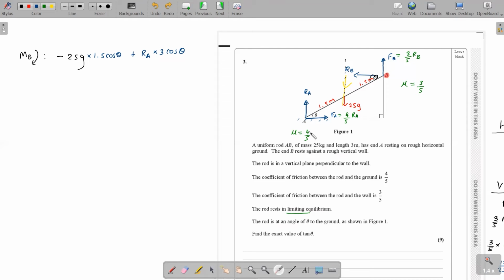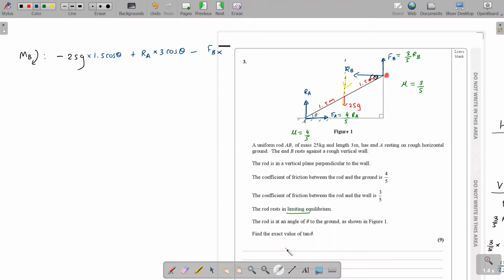Friction at A, right? Friction at A is a force that's horizontal, pulling like this. So around B, it's giving an anti-clockwise moment. Do you see the way it pulls around B? It's an anti-clockwise moment. So therefore, I'll give negative.